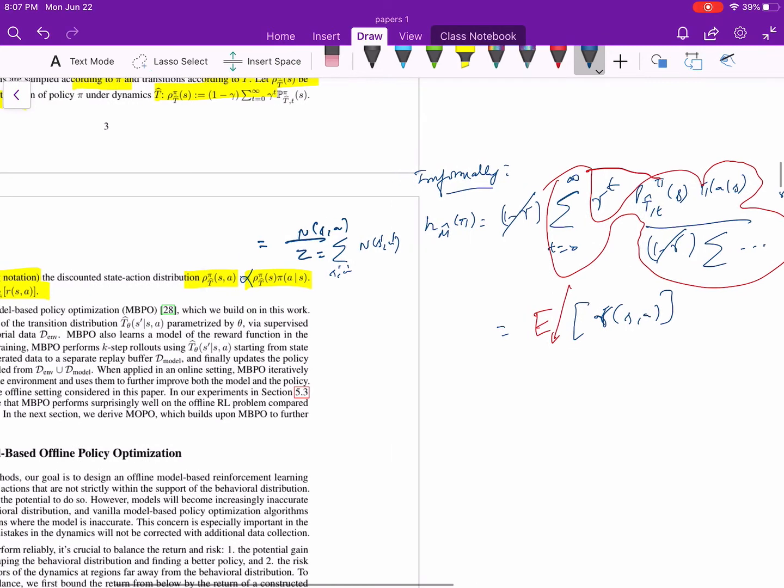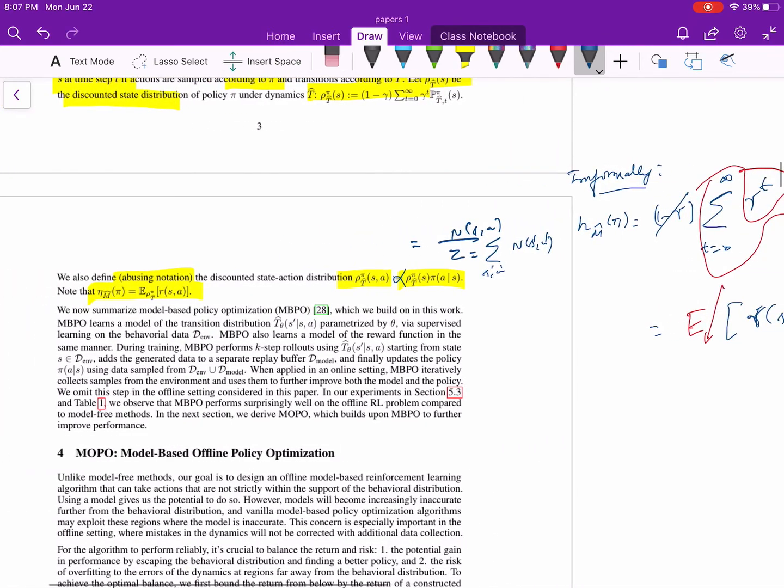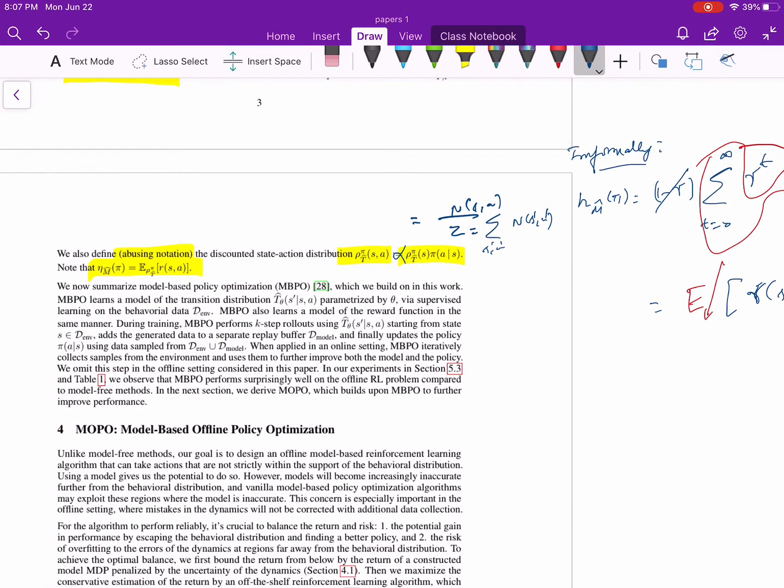This was very informal, but you could look at books like Bertsekas's Dynamic Programming and Optimal Control, or Martin Puterman's book. So let's go forward.